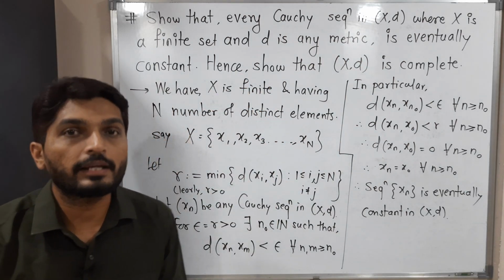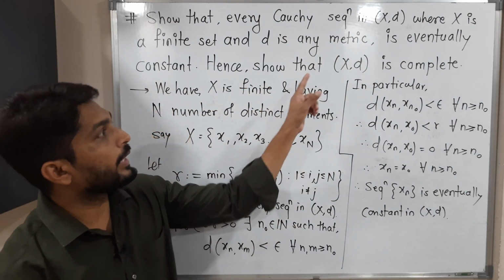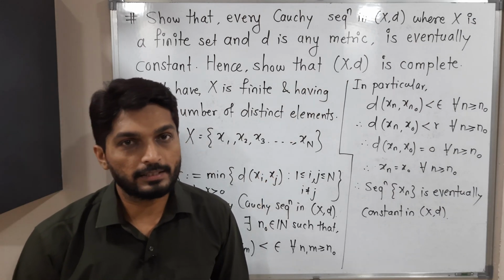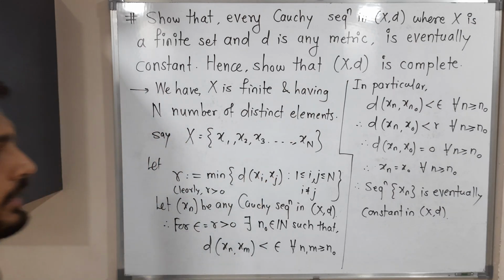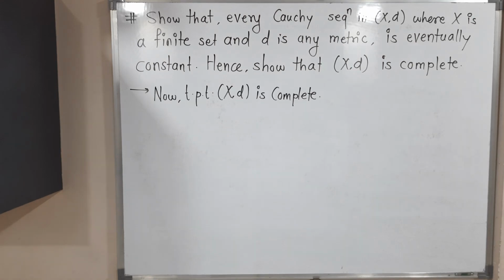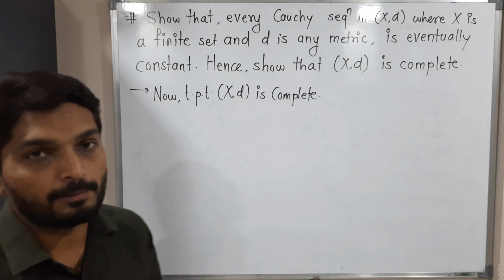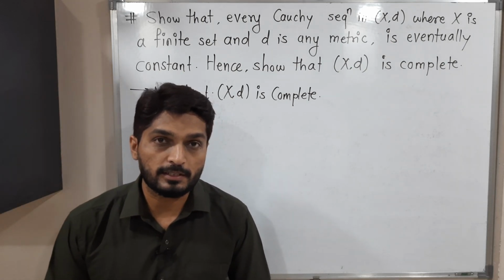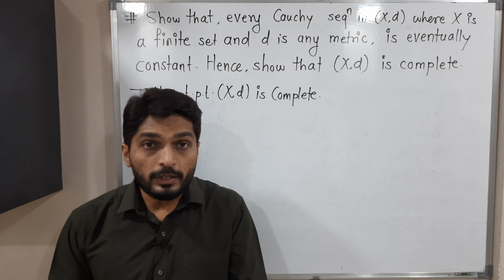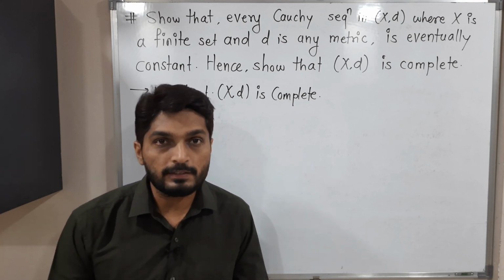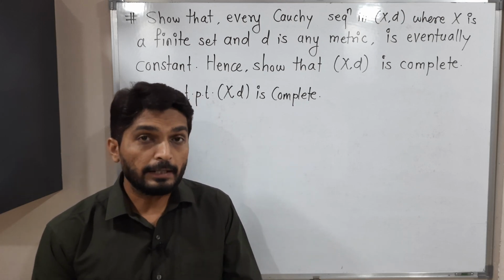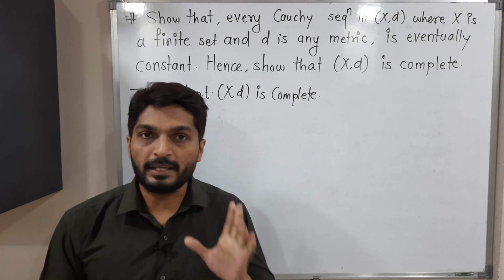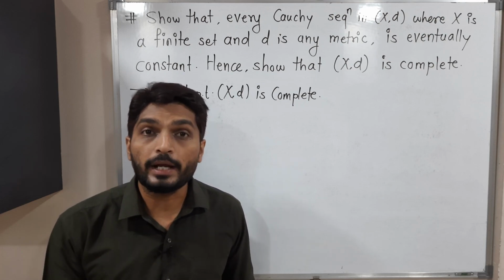Now we have to prove the second half. We have to prove that Xd is a complete metric space. Just make a screenshot of it, then we will go further. So now to prove that Xd is complete, just tell me when we say the metric space is complete. If every Cauchy sequence is convergent, then we say the metric space is complete. That means here we have to take any arbitrary Cauchy sequence and we have to prove that it is convergent.